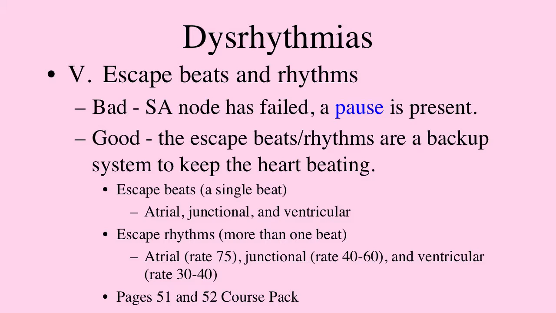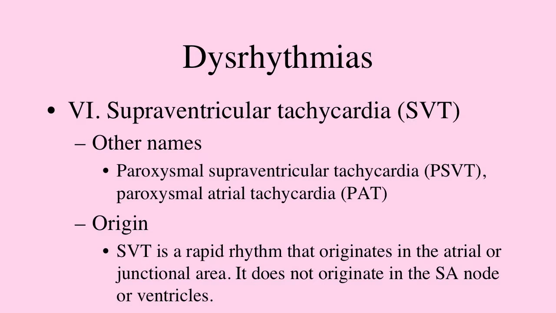Okay, our next category is number 6, and this one is called supraventricular tachycardia, often called just SVT. And there are some other names for it: paroxysmal supraventricular tachycardia, PSVT, or sometimes called paroxysmal atrial tachycardia, PAT. But mainly for the purposes of this course, we'll just consider this dysrhythmia to be referred to as SVT.